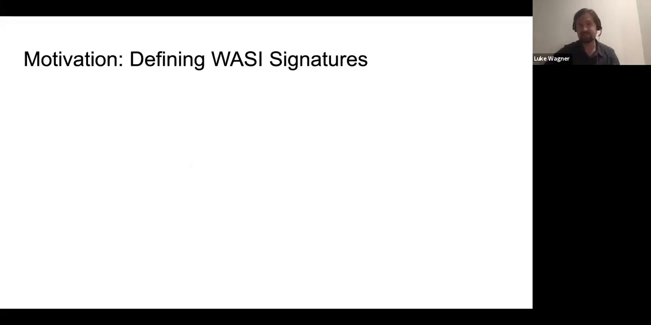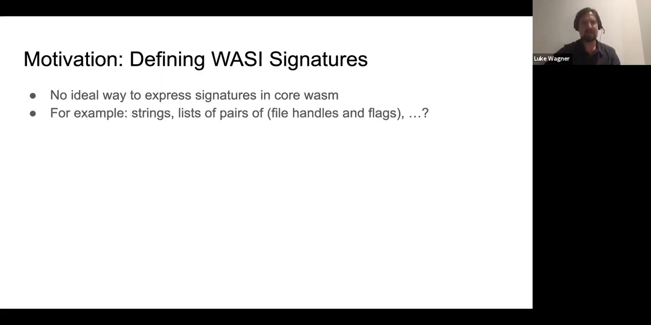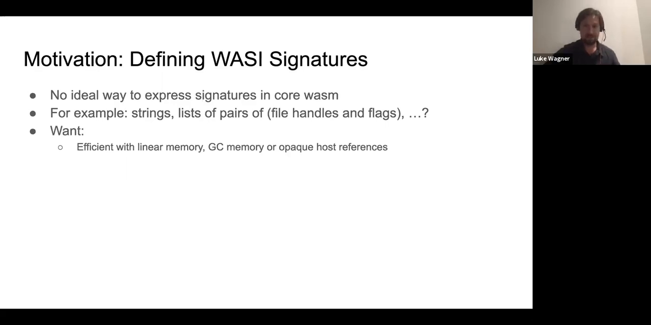Another one is, how do we define WASI signatures? As we started to work on WASI, we found there's not really a great way to express the signatures of these APIs in core WASM. For example, if you want to talk about strings or, say, lists of pairs of file handles and flags, there's not a great canonical way to do that. We want something that's efficient, whether using linear memory or future GC memory or opaque host references. We want to allow WASI interfaces to be virtualized by unprivileged WASM.